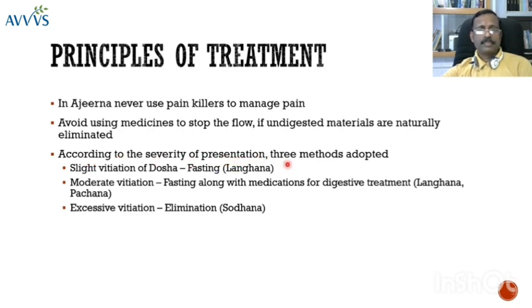According to the severity of presentation, three methods are adopted. For slight vitiation of dosha, fasting is enough. That is called langhana. If it is a moderate vitiation, fasting along with medications to digest them. In excessive vitiation of dosha, shodhana: if it is accumulated in the stomach and not eliminated properly, you can eliminate it using shodhana therapy, emetics or purgatives. If it makes bigger problems by accumulating in the intestine, you need to eliminate it using shodhana drugs. These are general guidelines on treatment, but according to the situation you can make some alterations.